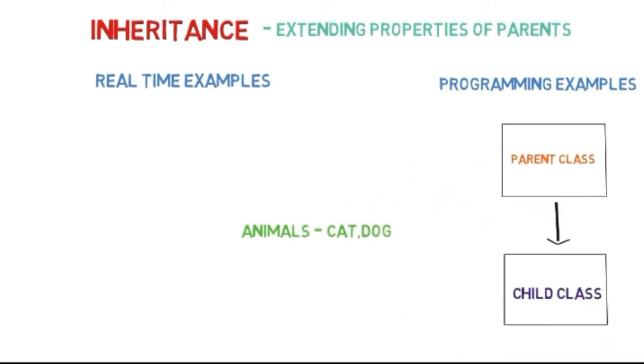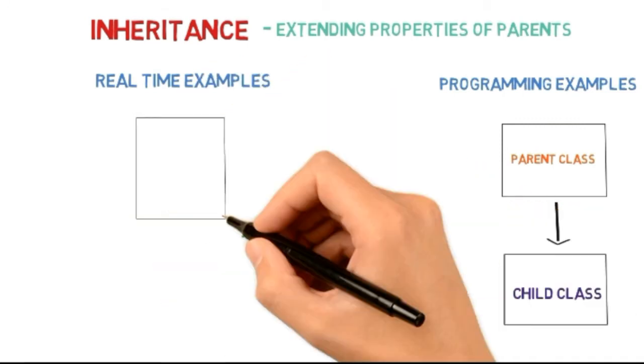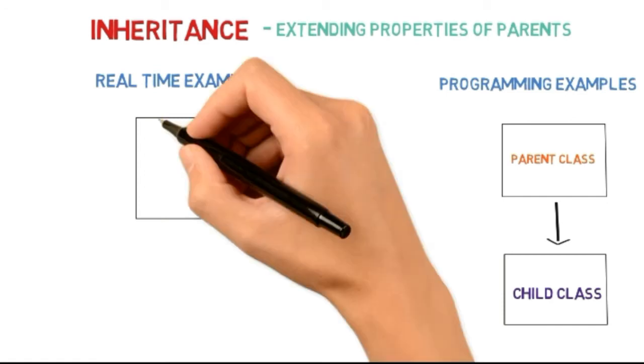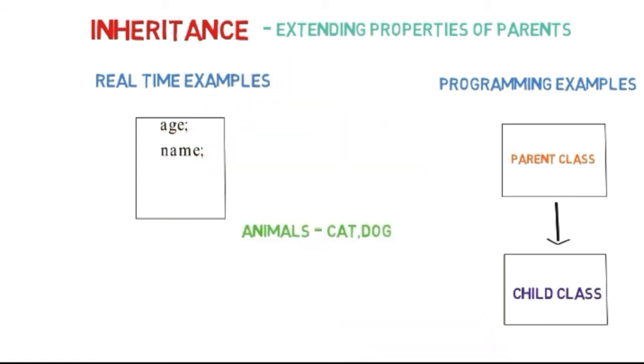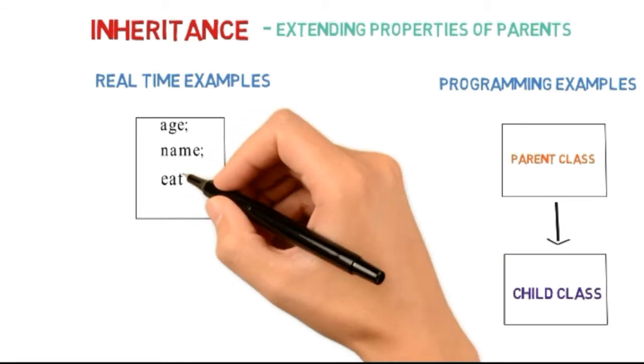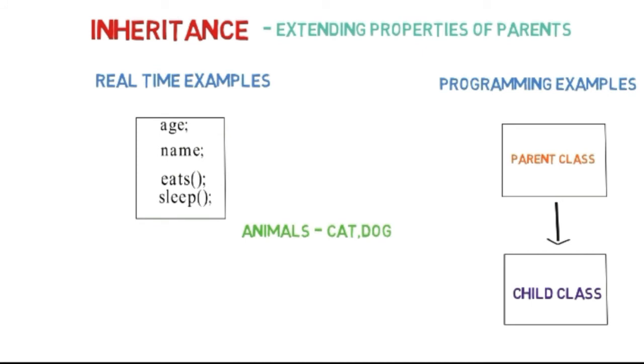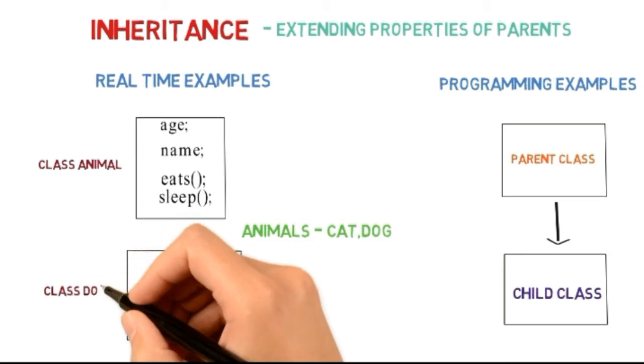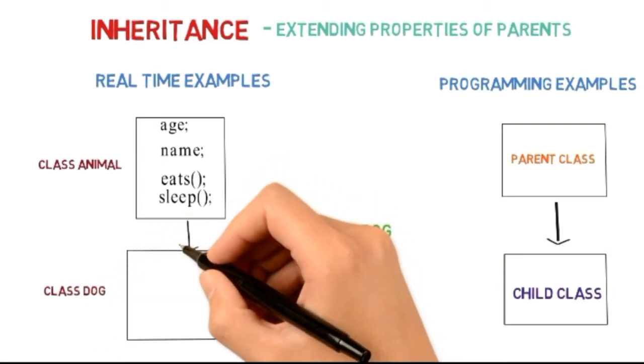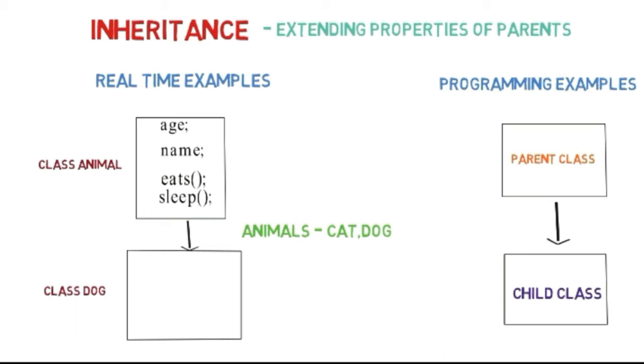Let's say we have animals, cat and dog. Both have some common properties or attributes like age and maybe name, and they also have some common behaviors like eating, sleeping, etc. So these common properties we'll write in a common class called animal. We'll have the animal class with common properties, and we'll also have cat and dog classes which extend animal. So by default they'll have animal properties and they'll also have their unique properties in their own class.